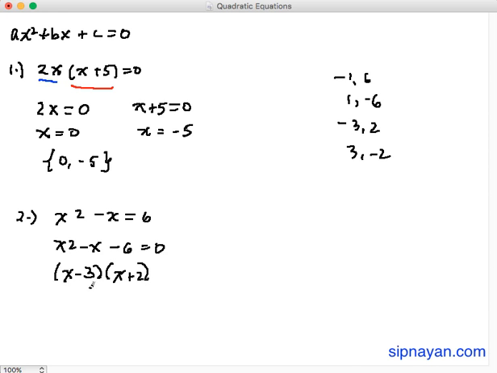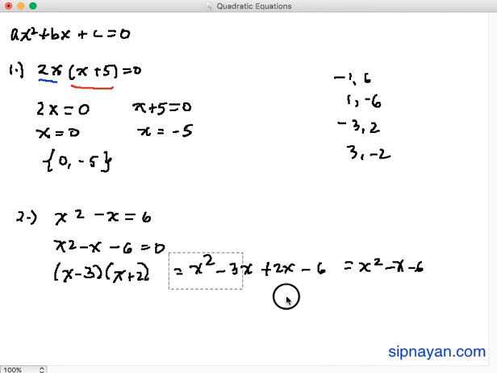Okay? So, pwede nyo yung double check. We have x squared. And then yung middle term is negative 3x. And then yung x times 2 is 2x. And then your last part is negative 6 or minus 6. So this becomes x squared minus x minus 6. So babalik siya dito. So this is correct.